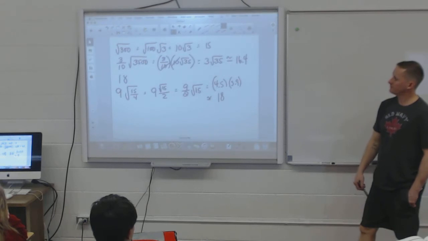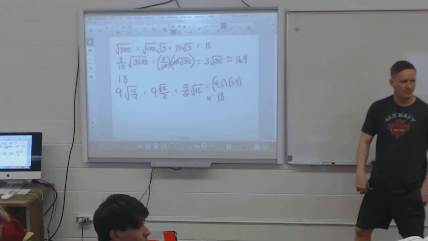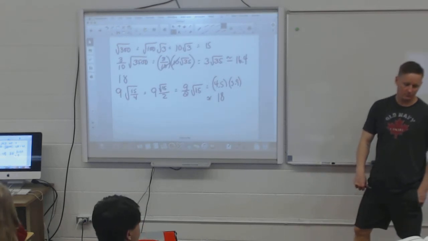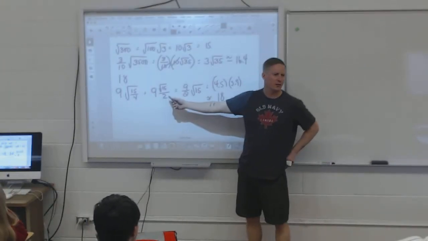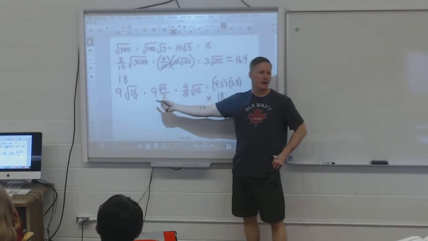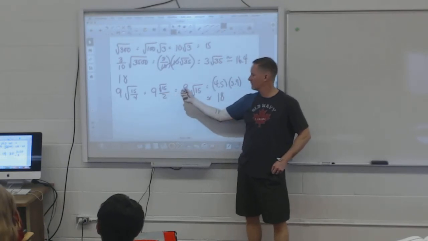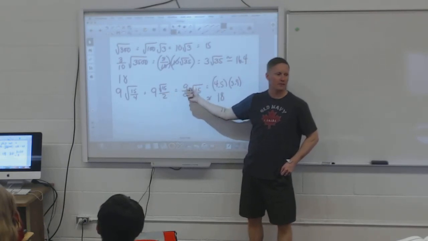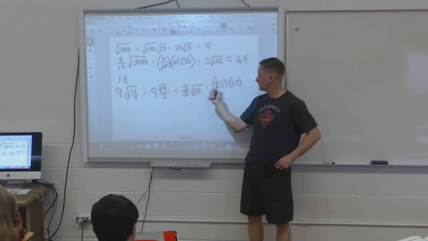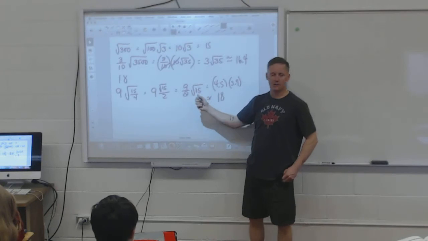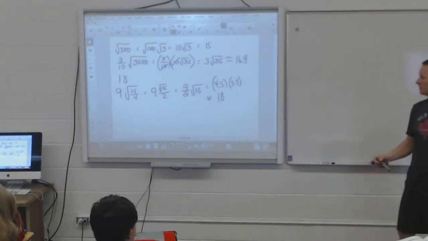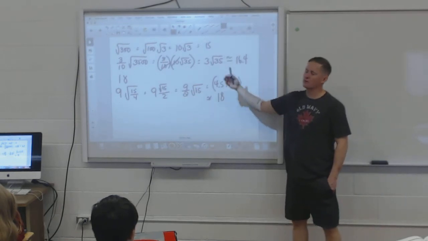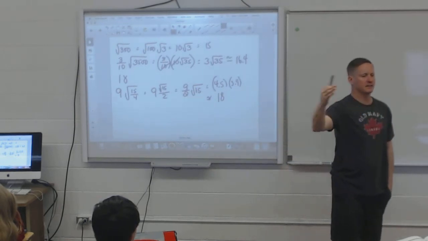So it's all pretty straightforward except for the 9 square root 15 over 4. So square root of 4 is 2, right? So I can get 9 over 2. That's simple. 9 over 2 is 4.5. I'll write that there. The square root of 15 is about 3.9, which is almost 4. So this would give you a rough idea as to how you could do it.